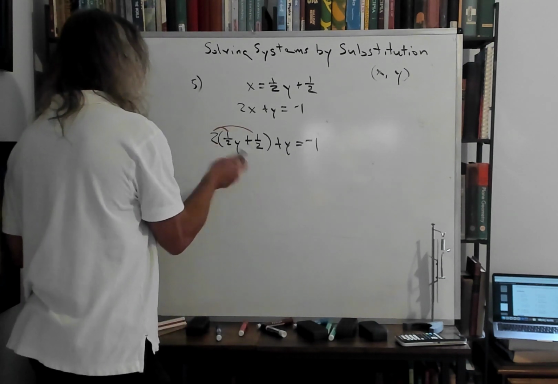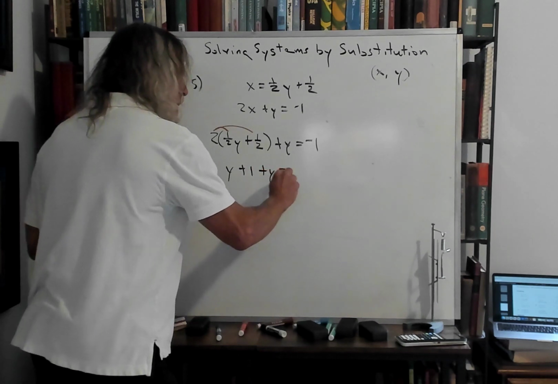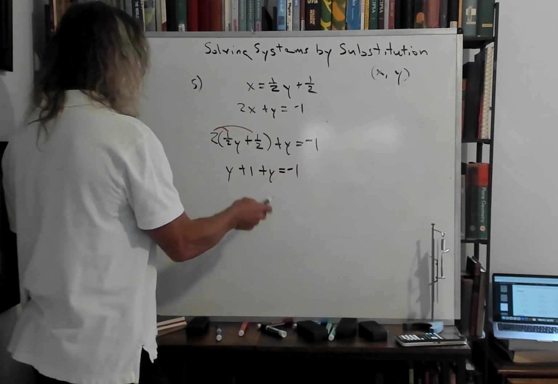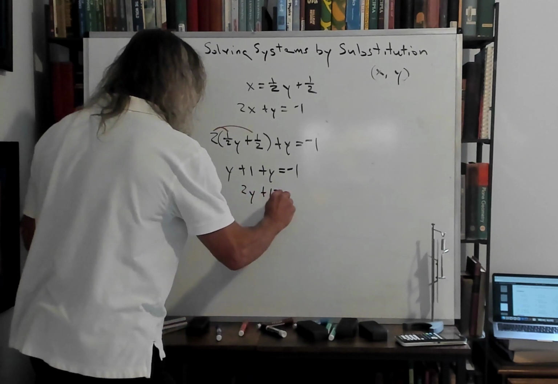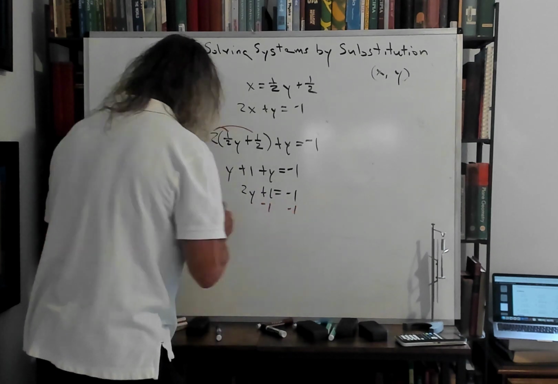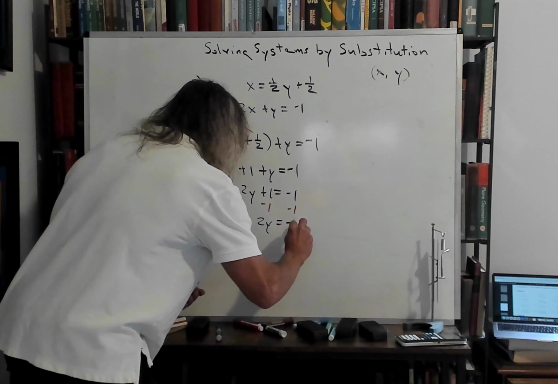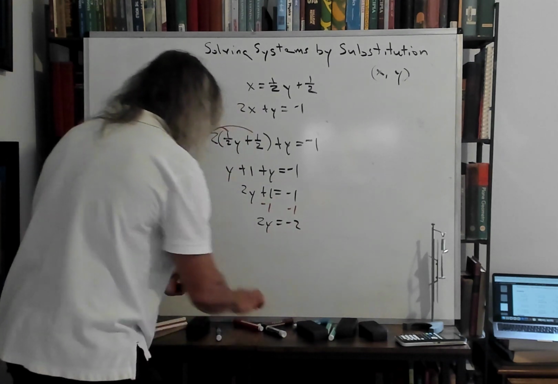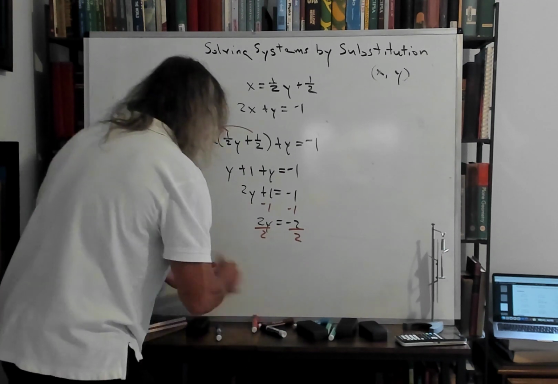So 1/2 of 2 is 1. Then y and y is 2y. Subtract 1. 2y is -2. Divide by 2. Y is -1.